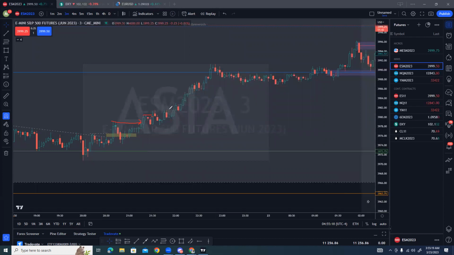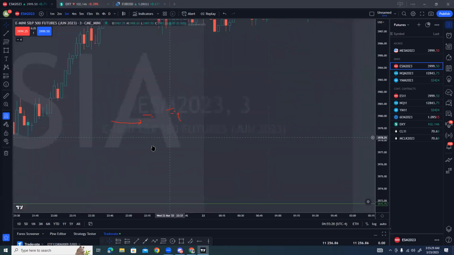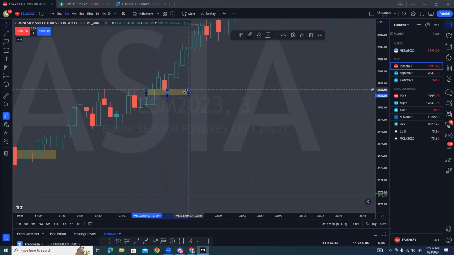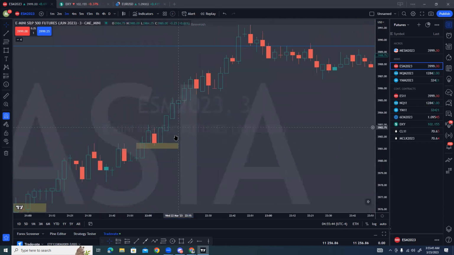And then structure break. We do have displacement. They get a small little tick inside there. Let me make that a little bigger. There's my trade. We took liquidity. We displaced. There's my trade. We go long. That's all you have to know.